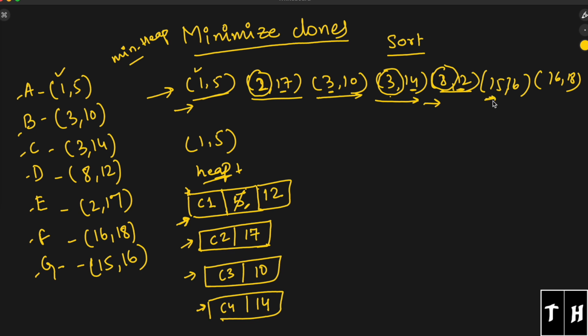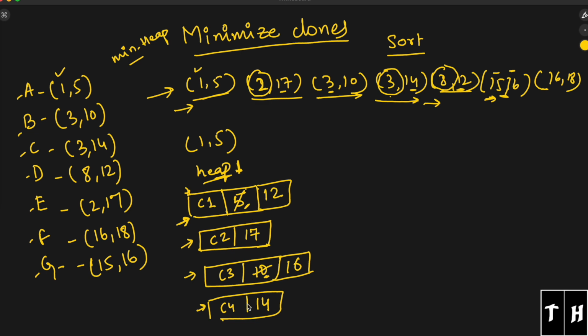Next event is 15, 16. It starts at 15, ends at 16. So now in this heap, the clone which finishes earliest is C3. And C3 can attend this event because C3 finishes at 10 and this event starts at 15. So C3 will take this event and will update the end time here, 16, right? And the last event is 16, which starts at 16 and ends at 18.